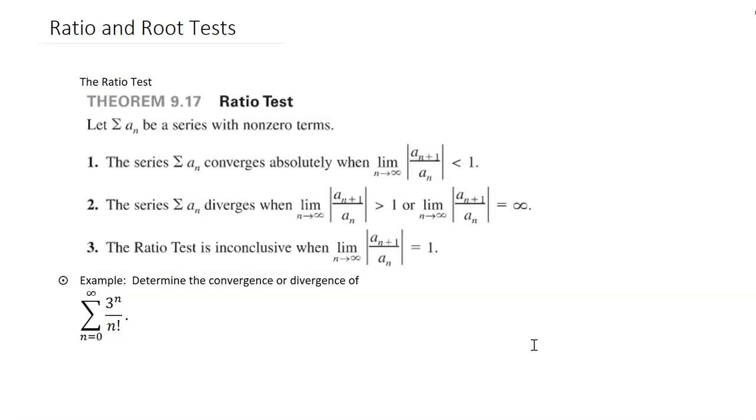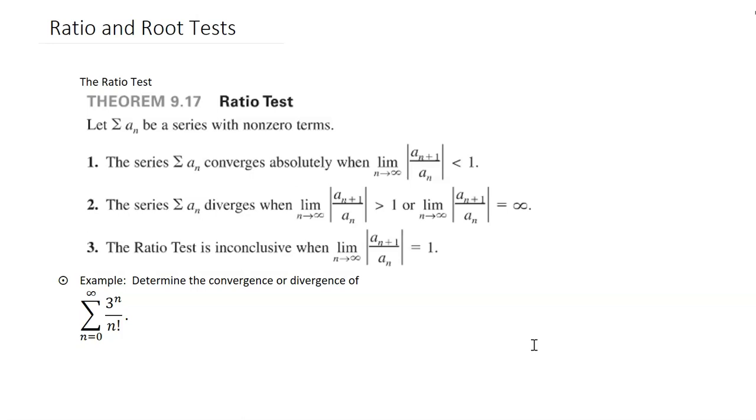If we let the sum of a sub n be a series with non-zero terms, the sum of a sub n converges absolutely when the limit as n approaches infinity of the absolute value of a sub n plus 1 divided by a sub n is less than 1. The series sum of a sub n diverges when that limit is greater than 1 or infinity. And if you get 1, it's inconclusive and you have to use another test.